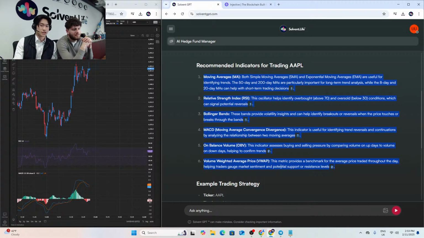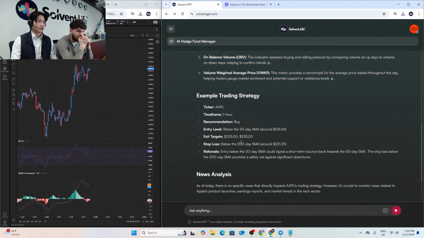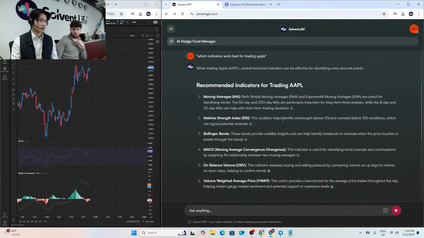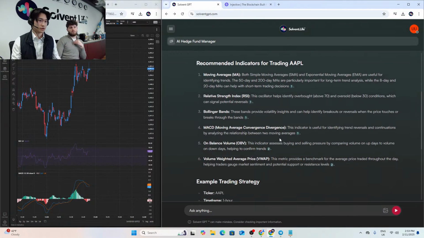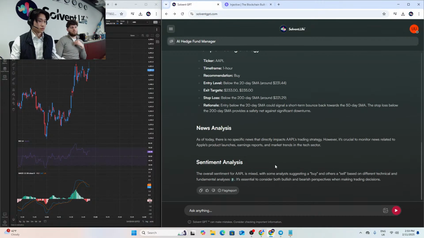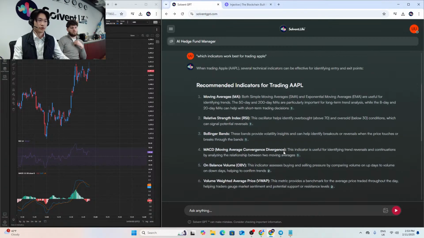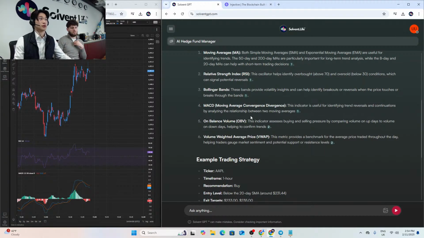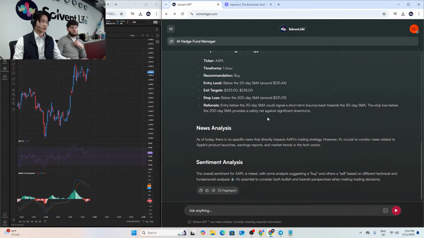But here we have 6 different indicators that work best for Apple, and it gives you the reasoning as well underneath. On top of that, if you've got 1 or 2 that you favorite and you want one to support those 2 for your strategy, it's very well capable of doing that as well. So these are just small things that can help you with marginal improvements in your trading using Solvent GPT.